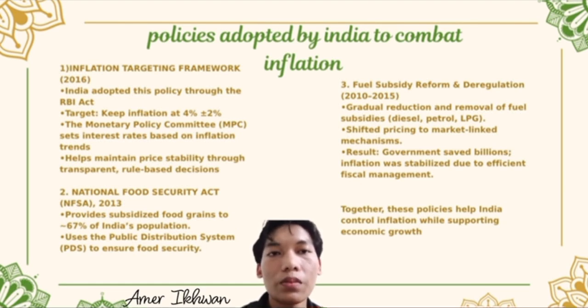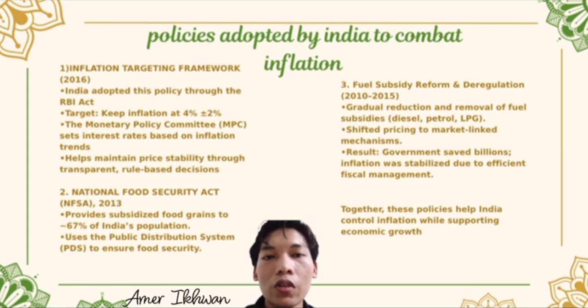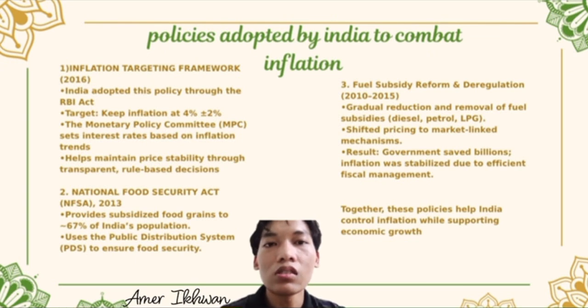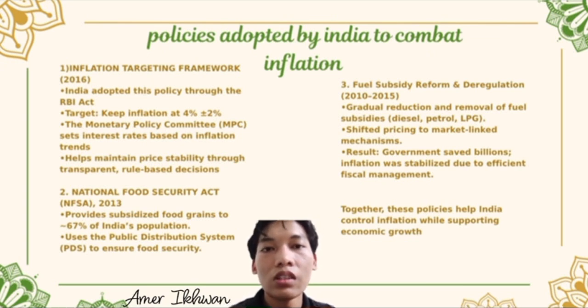This helps stabilize food prices by strengthening the public distribution system and protecting lower income households, especially during supply shocks. Lastly, India gradually reduced and deregulated fuel subsidies for diesel, petrol and LPG. This shift to market-based pricing helped reduce the fiscal burden on the government. Targeted subsidies were still maintained to support the poor. This approach helped India fight inflation without sacrificing equity.